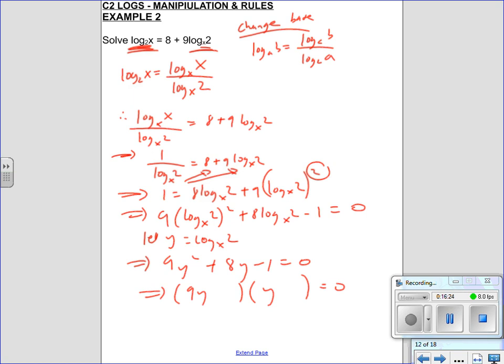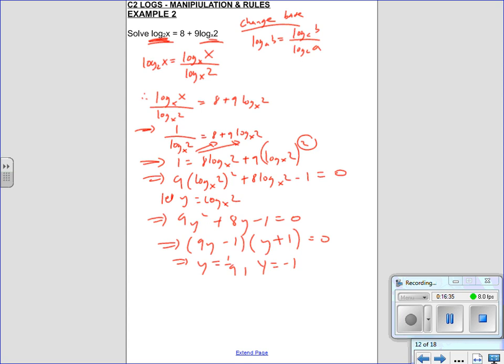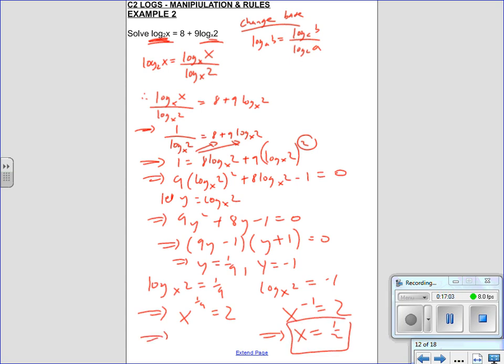So you don't have to do the y thing, but some people like to do it because it helps them out. So y must equal a ninth, y must equal minus 1, but we didn't start with y, so we can't finish with y. So log x2 is a ninth, log x2 is minus 1. So you've got to go back to index form now. So base x to the ninth is 2. Base x to the minus 1 is 2. So that is x to the minus 1 is 2, so that's 1 over x is 2, therefore x must equal a half.